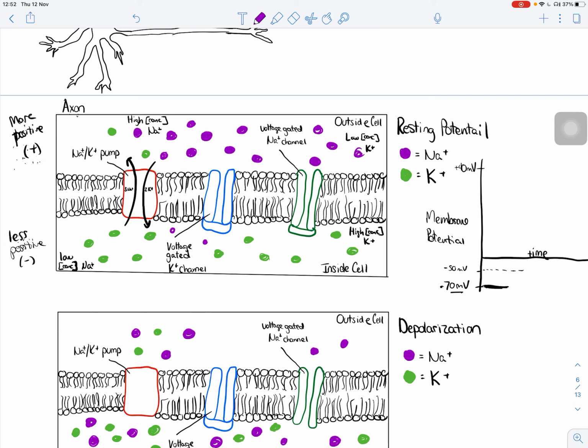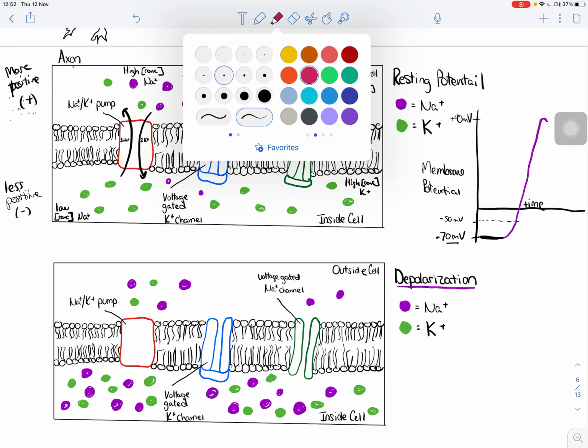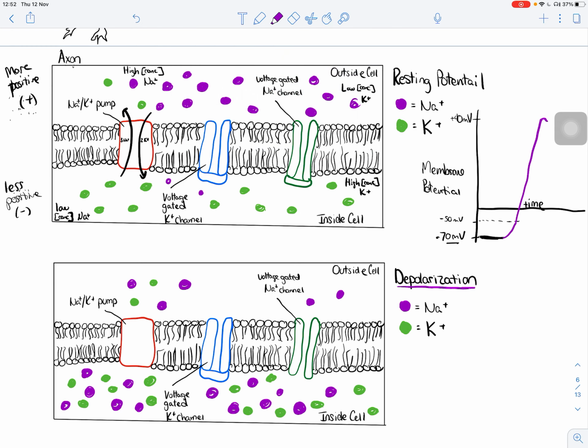this neuron gets stimulated. If it gets to -50, then we get a huge spike, and that is depolarization, which is happening on the graph right here.